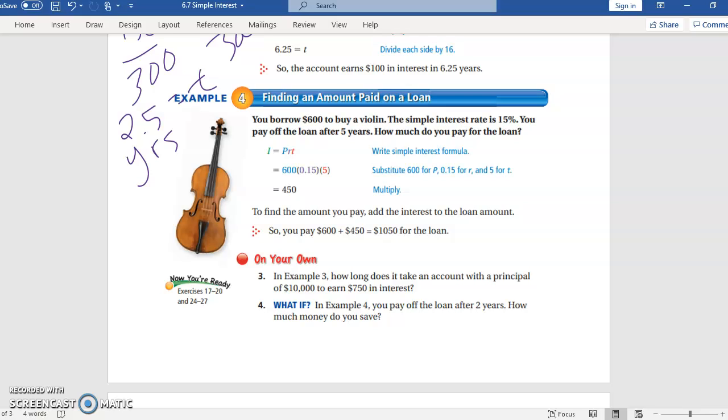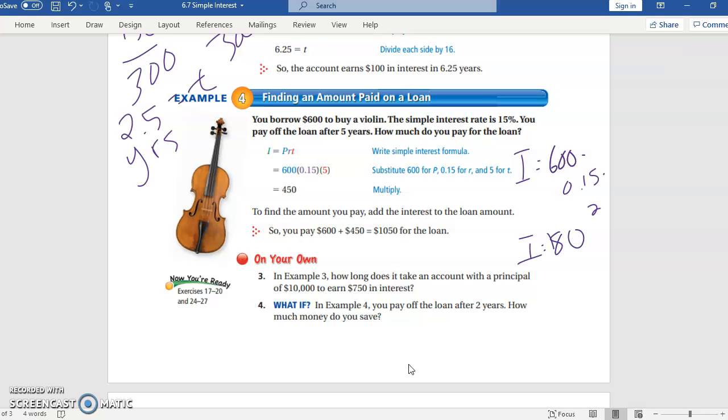And then finally, number 4. What if, in example 4, you pay off the loan after 2 years? How much money do you save? Okay, so here it says that you're going to do it in 5 years, but what if you only do it in 2? So we're going to do this exact same equation, except instead of 5, we're going to do 2. So I = 600 times 0.15 times 2. So when you do that, then your interest is only $180.